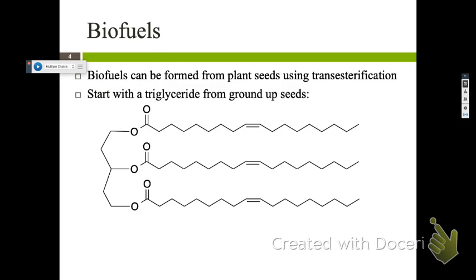So last class, I mentioned verbally, and you guys had it on your piece of paper, that biofuels typically start from having a triglyceride that comes from seed of some sort. And these molecules then undergo some sort of chemical transformation to be more usable.